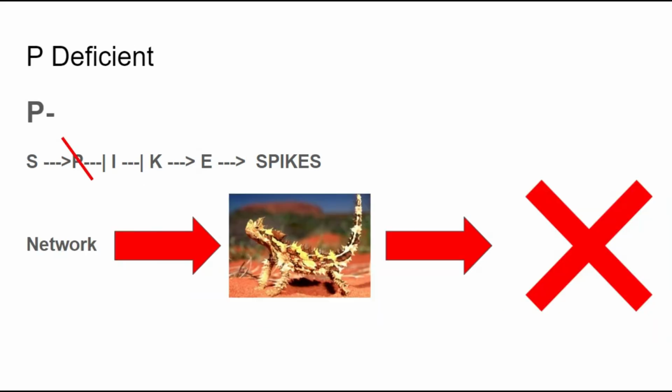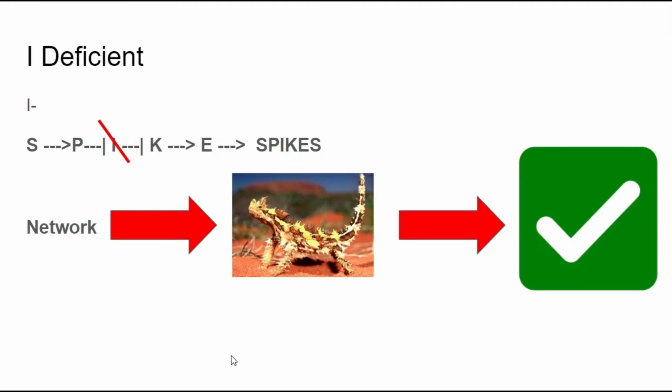In our developmental network, if P is absent, spikes will no longer be produced. This is because I becomes no longer suppressed, and because of this, K would become suppressed, resulting in E never being produced, and spikes would not form on our thorny dragon. If I were to be removed from the developmental network, there would be no suppression occurring anywhere. Thus, our thorny dragon would produce spikes.